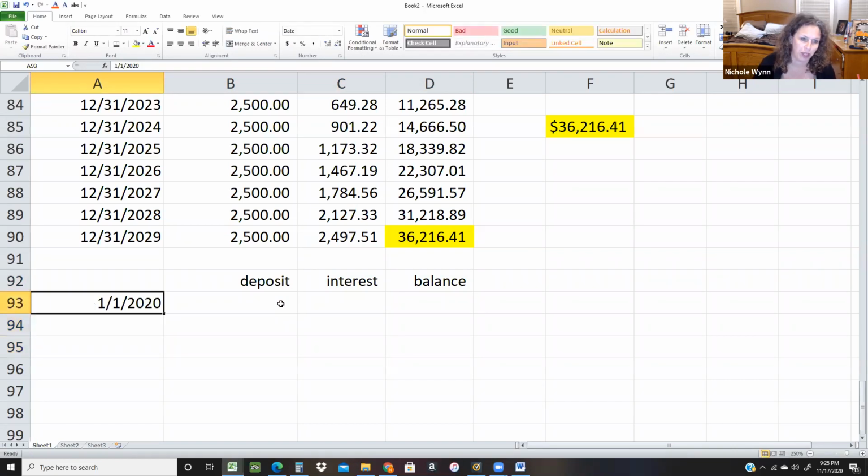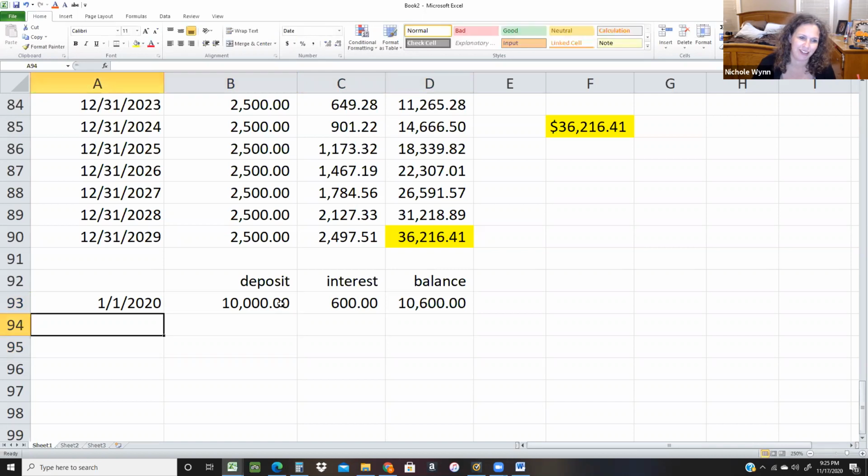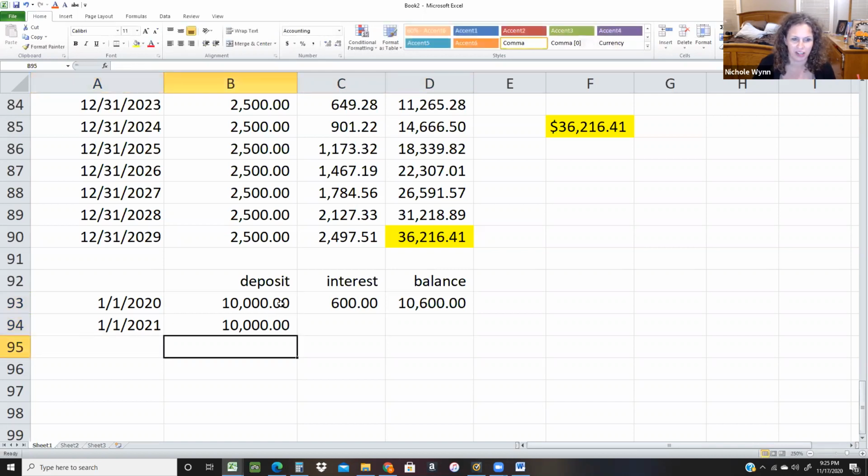So on 1/1 of 20, I'm going to deposit $10,000 and I'm going to earn interest on that money at 0.06. So my balance is 10,600. And then on 1/1 of 21, I'll put in another 10,000. My interest will be on 10,600.